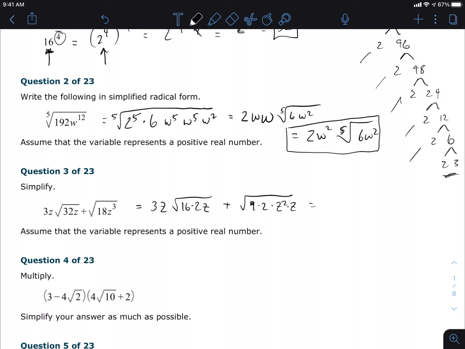and we see that that's going to give me, I'm going to be able to pull out a 4, so 3 times 4 is 12, and I'm going to have that z, and then root 2z, plus the square root of 9 is 3. I can pull out a z because of the z squared piece, and then what's left inside is 2z. Now, since the roots are the same, I can add these, right? Because they both have a z outside and the roots are the same. So 12 plus 3 is 15, z root 2z, and that's the answer to that one. Okay.